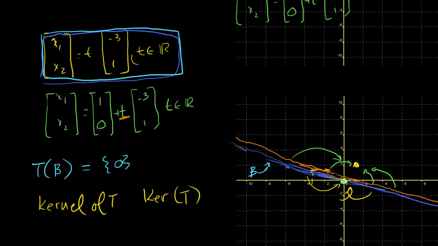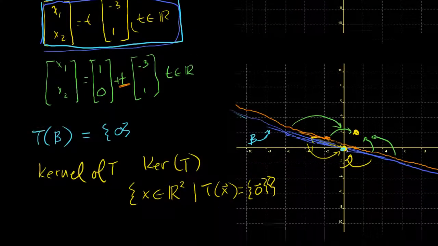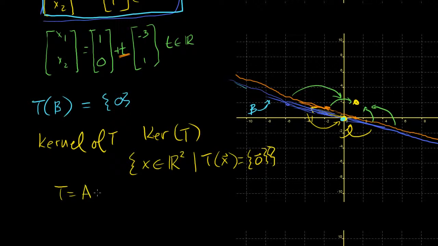And this literally is all of the vectors, let me write it this way, in our domain, which was R2, such that the transformation of those vectors is equal to the 0 vector. This is the definition of the kernel. And if our transformation is equal to some matrix times some vector, and we know that any linear transformation can be written as a matrix vector product, then the kernel of T is the same thing as the null space of A. And we saw that earlier in the video.